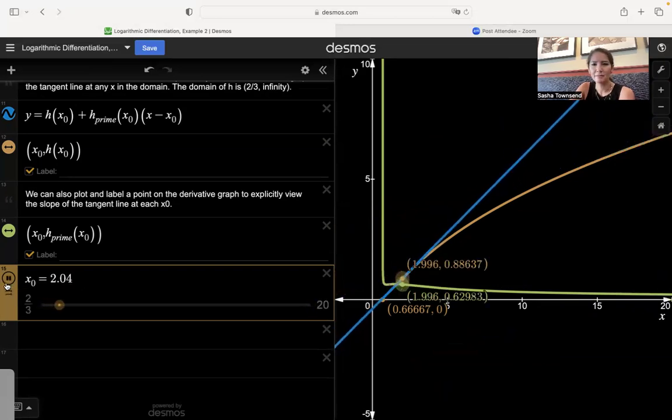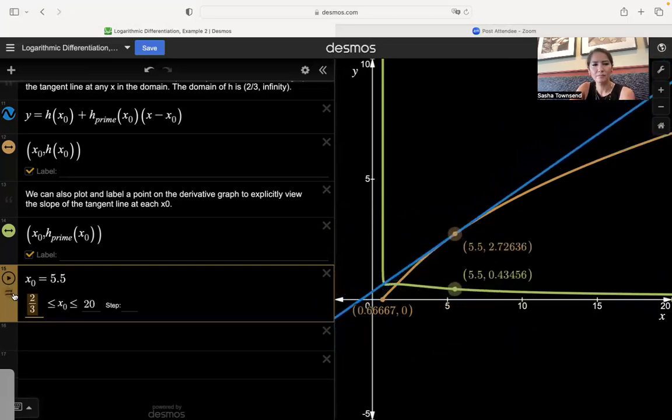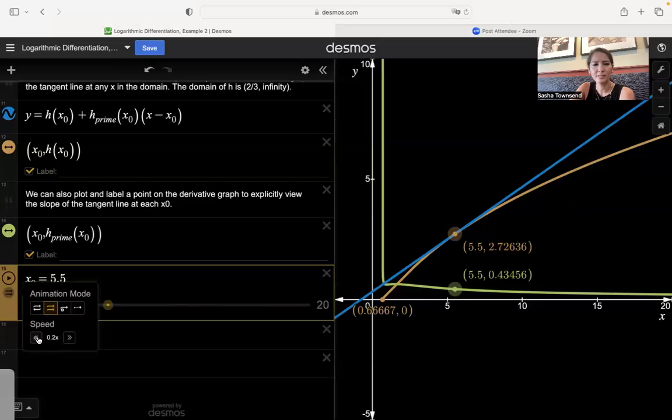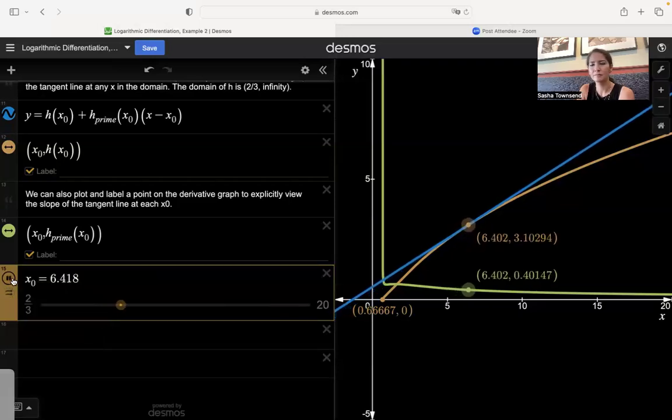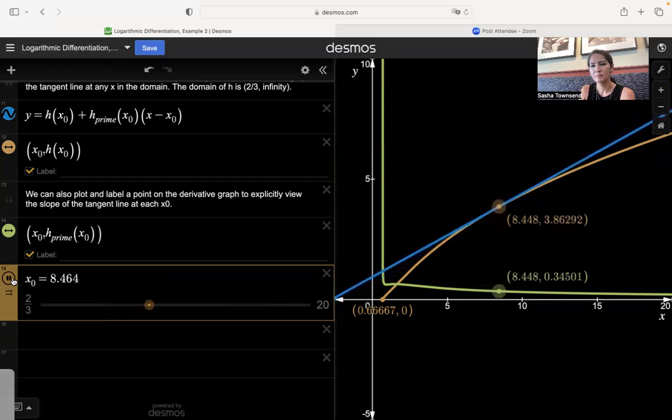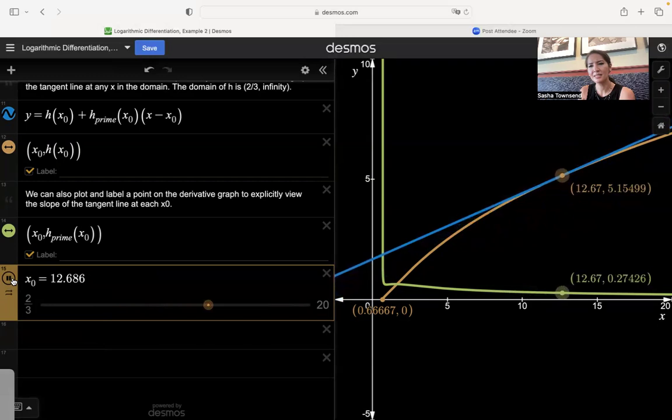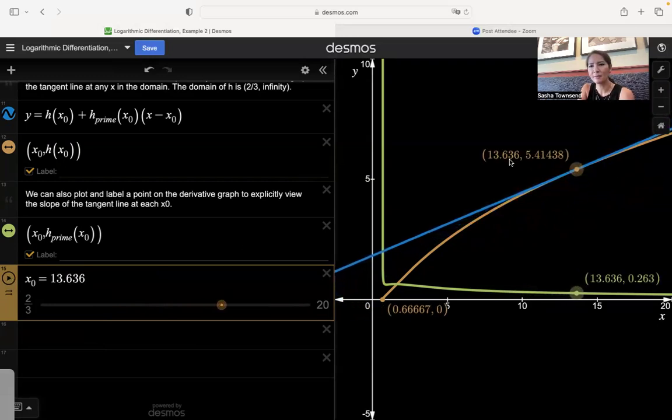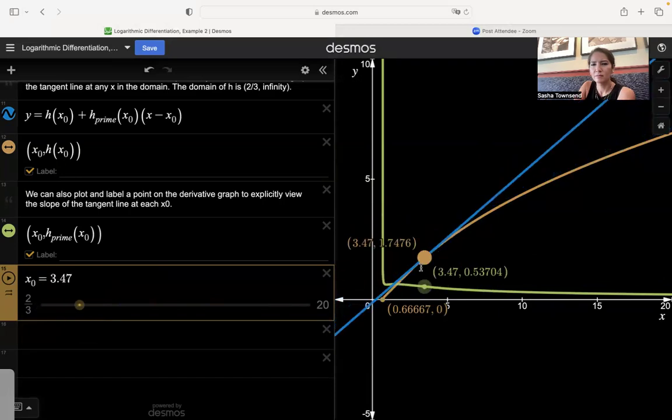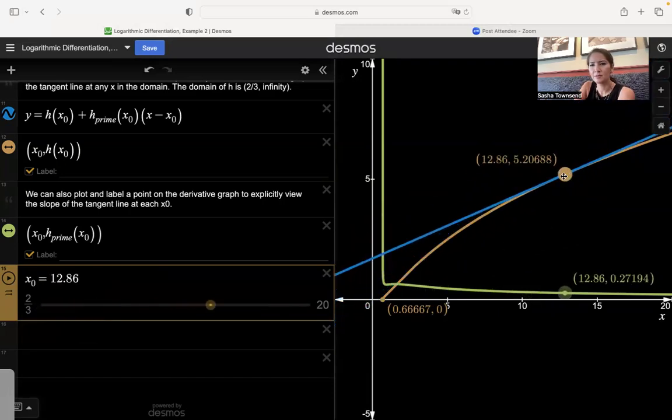And if we want, we can play it. Yeah, slow that speed down a little bit. We see that that slope is decreasing. It's always a positive slope. If we want the value of that positive slope, we look at the green, the y value on the graph of the derivative function. It says, what is the slope at this location at x equals 12.86? Well, the slope is 0.27194.